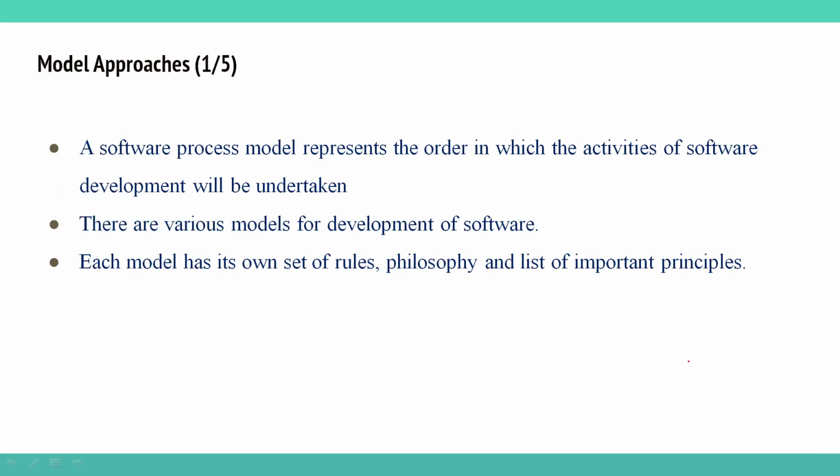Now next comes model approaches. How you can approach a model, or how you can select a model. There are various models available. A software process model represents the order in which the activities of software development will be undertaken.